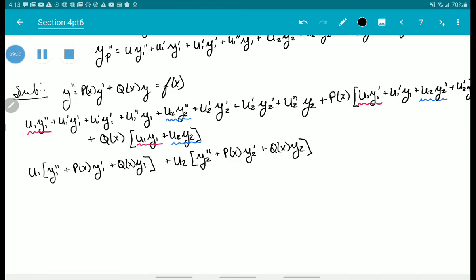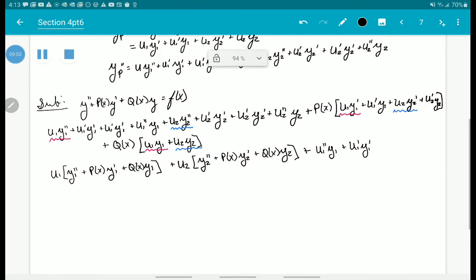So now I'm going to just rearrange some other terms here. I'm going to have a u1 double prime y1 plus u1 prime y1 prime. And I'll explain why I'm going to arrange it in this specific format in just a few minutes. Plus u2 double prime y2 plus u2 prime y2 prime.